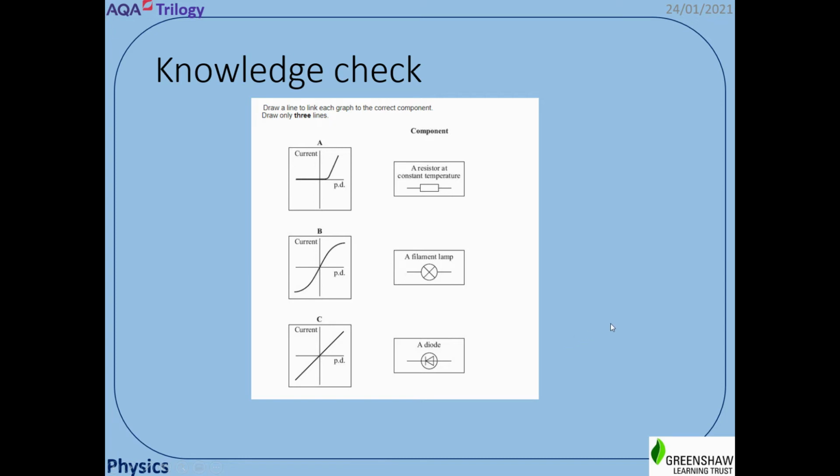I want you now to think which graph is which component. You need to know this. This is actually an exam question. So just pause and make sure you're aware of this and comfortable with it. Okay, so a resistor at a constant temperature is a straight line graph. A filament light bulb is the S-shaped graph. And the diode is this graph that is flat and then very quickly, exponentially increases.